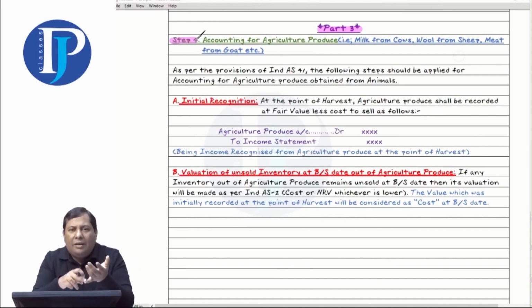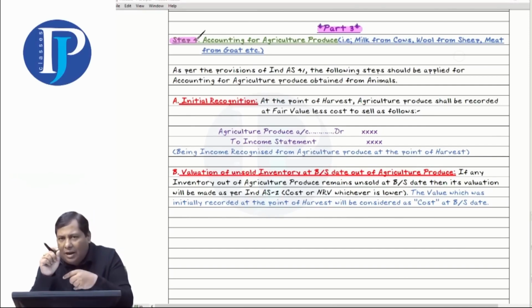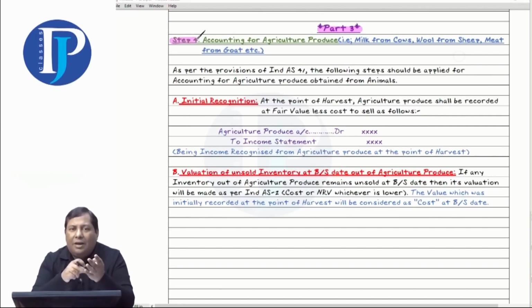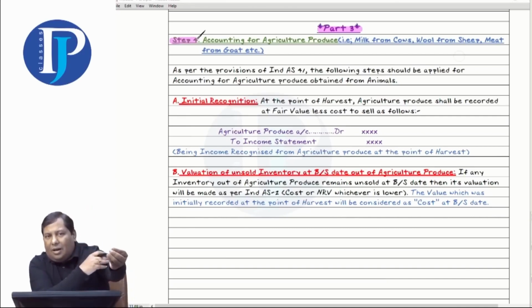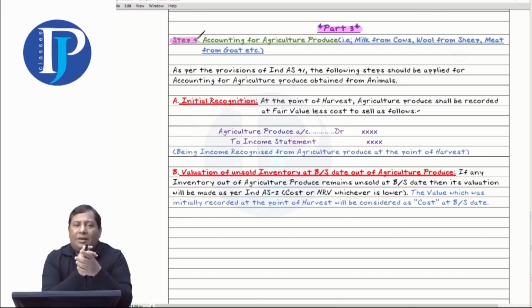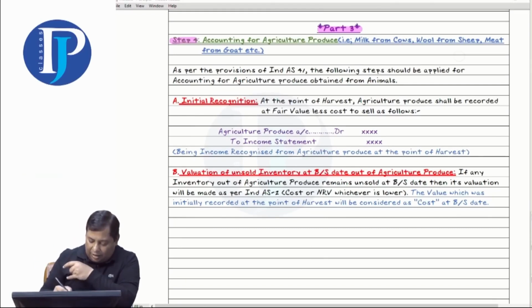Maybe if you remember, we started accounting of animals. The first step in animal accounting is initial recognition. The second is balance sheet valuation. The third is calves accounting. And the fourth is agricultural produce. When an animal gives you agricultural produce, you will need to pass an entry that day. You have to pass one entry that day.